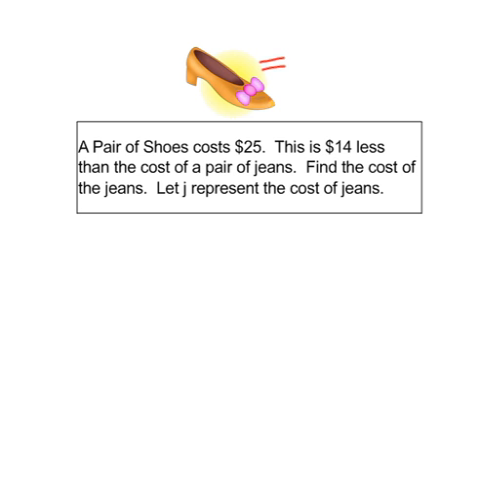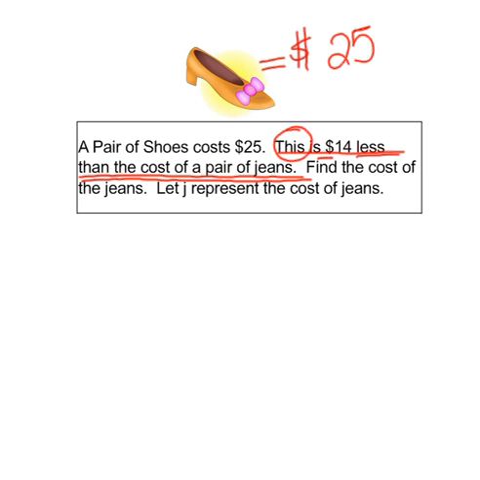So this pair of shoes, it tells me in the problem, is $25. I have to determine in my mind, before I try to figure out the cost of the jeans, are the jeans more expensive or less expensive than the pair of shoes? Okay, so it tells me in the problem this is $14 less than the cost of a pair of jeans. So are the shoes more expensive or the jeans? Well, right here it says less than the cost of a pair of jeans.